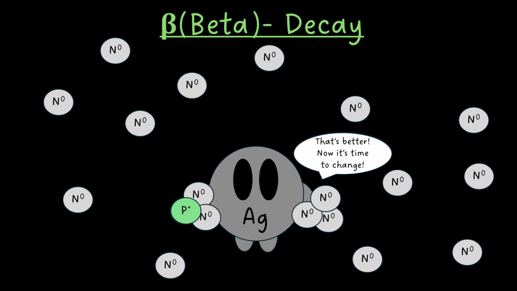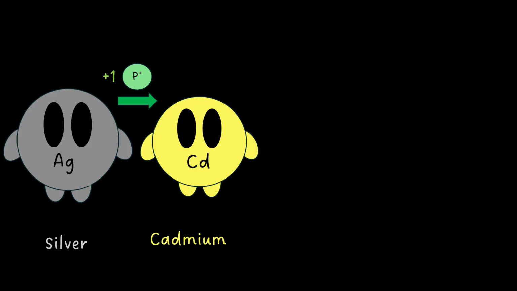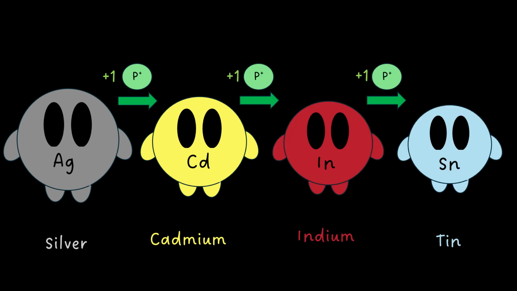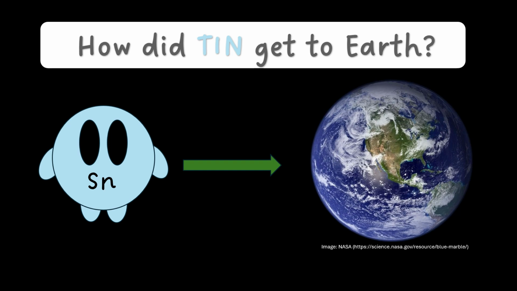As an element accumulates neutrons, it becomes increasingly unstable, so to gain stability back, the element will undergo beta-minus decay to transform a neutron into a proton. With the addition of an extra proton, a brand new element is formed. This process is repeated, and more elements are created, like tin. Now the question is, how did tin get to Earth?